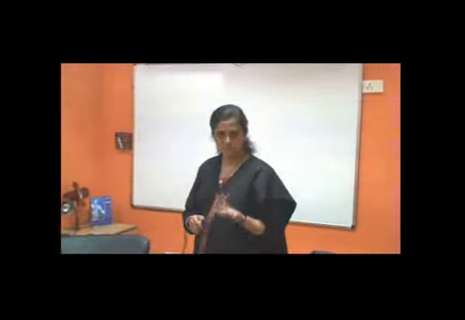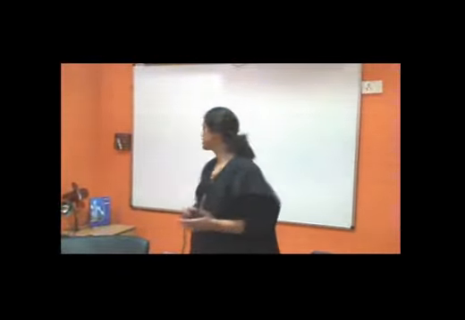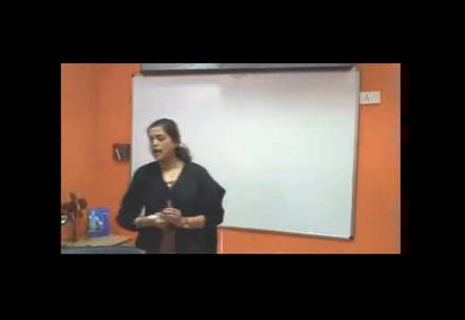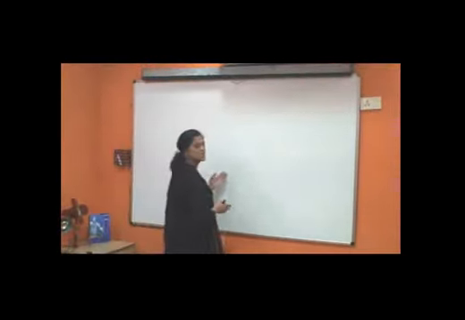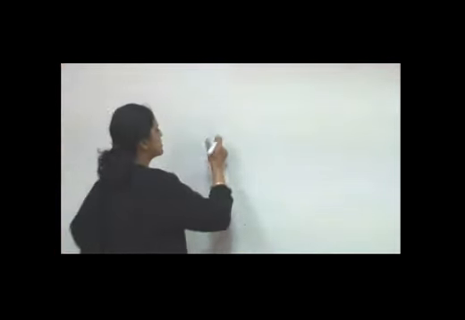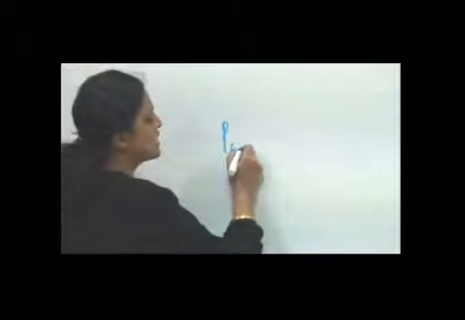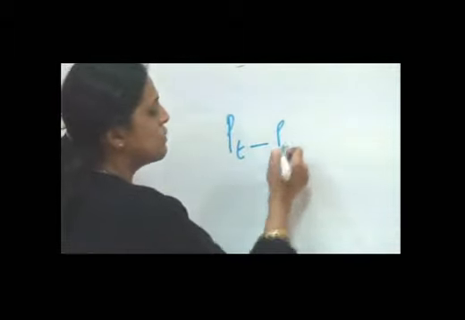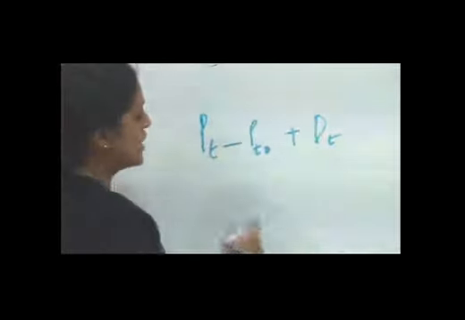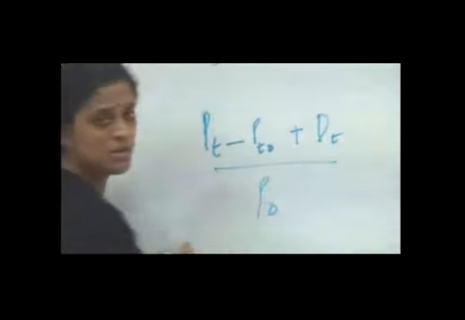Now, in terms of calculating the rate of return, as I said, a simple way of doing it is simply finding out the capital appreciation and also the regular income and dividing it by the initial price, and you would get the rate of return. That is, price at the end minus price at the beginning, plus whatever is the regular income, divided by the initial price.